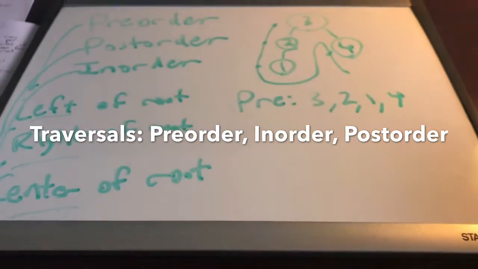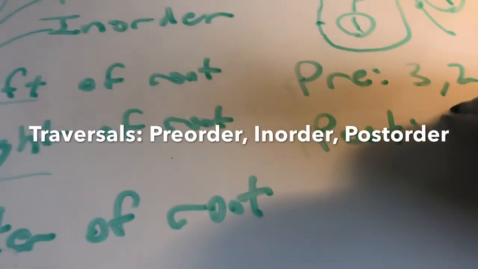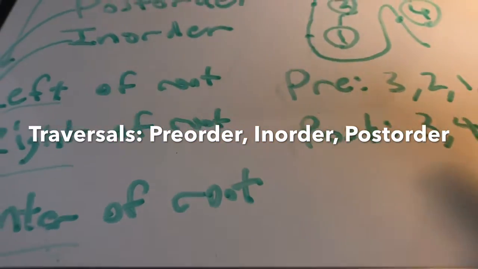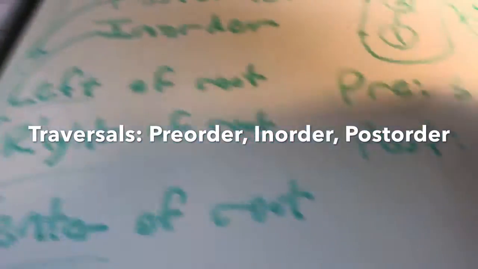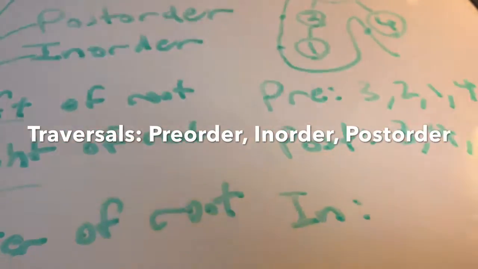That's the pre-order traversal. Post-order traversal is the other way around, it's from the right. So you go from 3 to 4, to 2, to 1. And then finally, in-order traversal is the most interesting.